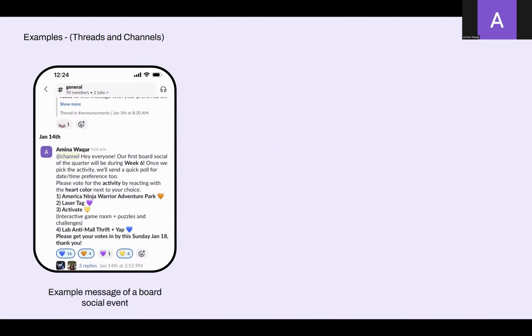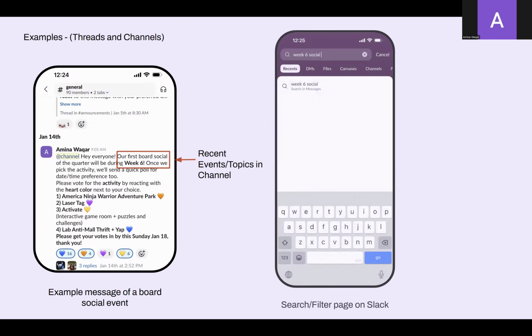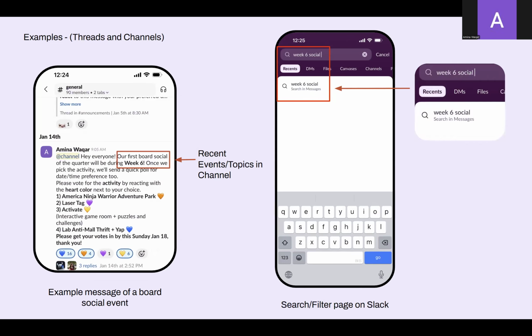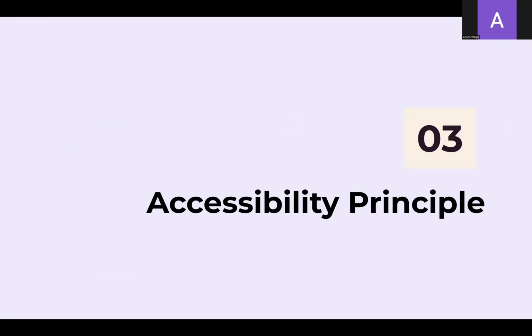Now, this slide shows the issue more clearly. On the left is a message about a week 6 event that I sent to the board for design at UCI. On the right, I search week 6 social, as you can see right here on the right image, but Slack returns no results. When search fails like this, it doesn't reduce memory load. It forces me to remember where the message was posted and try again, which increases cognitive load. No message found. Now, moving on to accessibility principle.